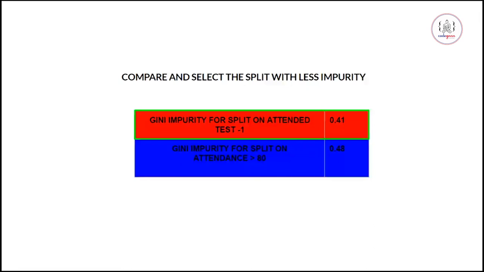I hope now you are clear about how we split the nodes in a decision tree based on the Gini criteria. So thank you.